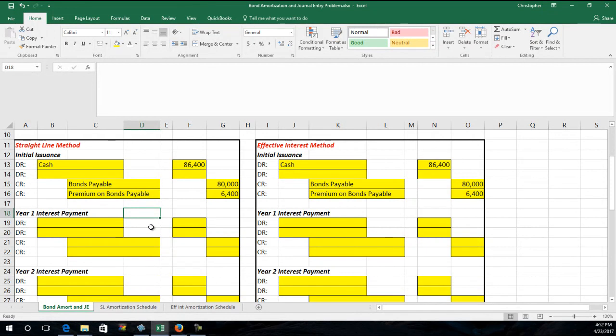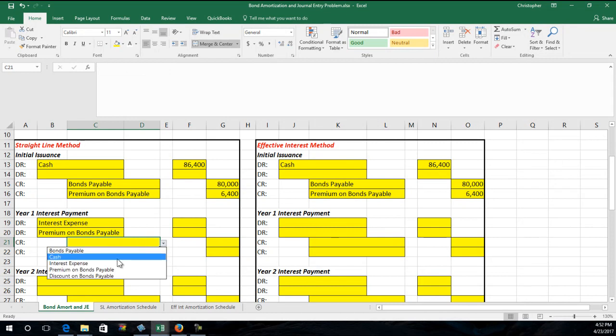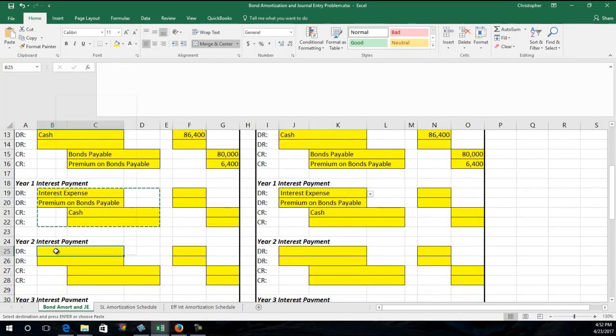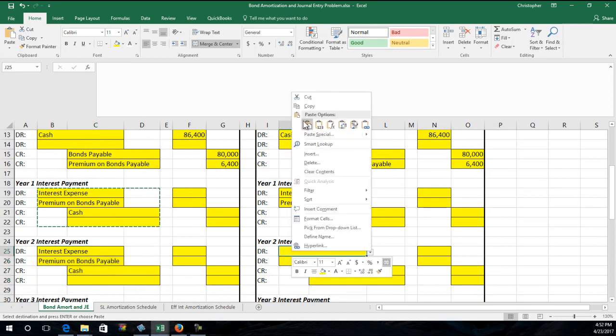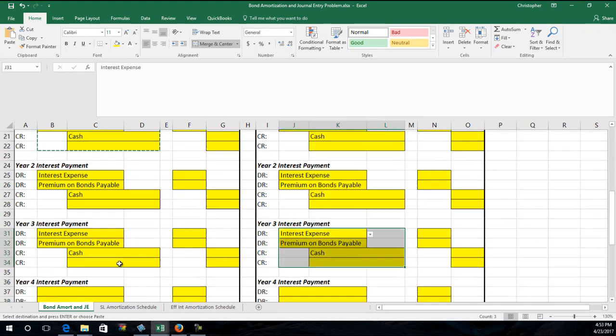Now, the journal entry itself, the design, the format of the journal entry is going to be the same under both methods. It's the amounts that are different. So we have interest expense. We're going to have to debit the premium on bonds payable to use it up. It started with a credit. We're debiting it to use it up. And of course, we're paying cash. So the good news is that that's the exact same entry itself for every interest payment. We still have the dollar amounts to worry about, but for right now, let's just put in the debits and credits, the format.